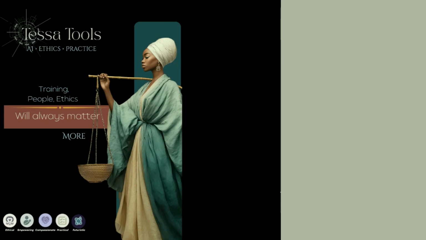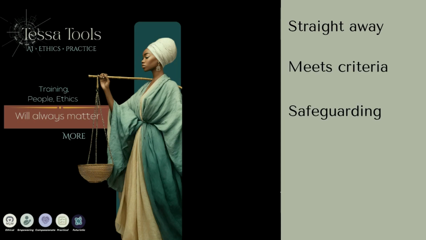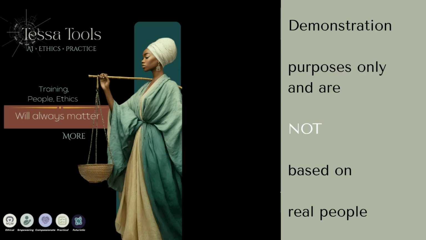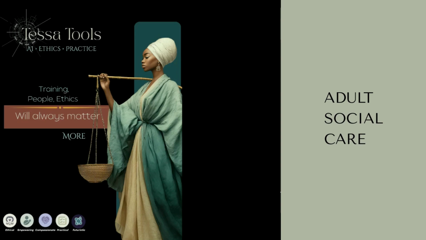I'll show prompt examples you can use straight away in practice to check if your assessments meet a particular criteria. In this case, I'm going to use safeguarding. The sample assessments I use here are ones I created for demonstration purposes only and are not based on real people. These examples focus on adult social care.